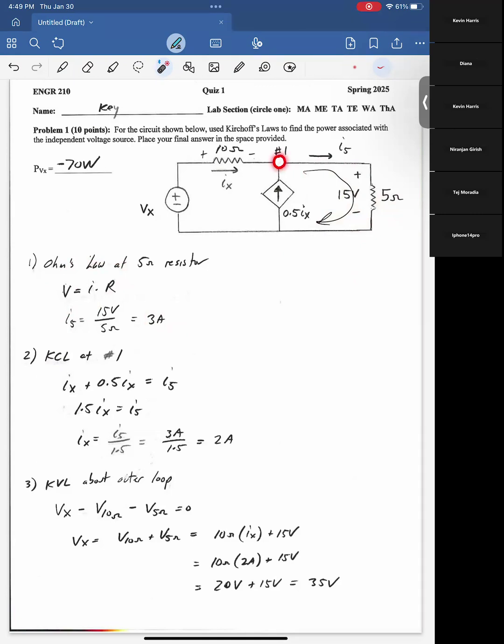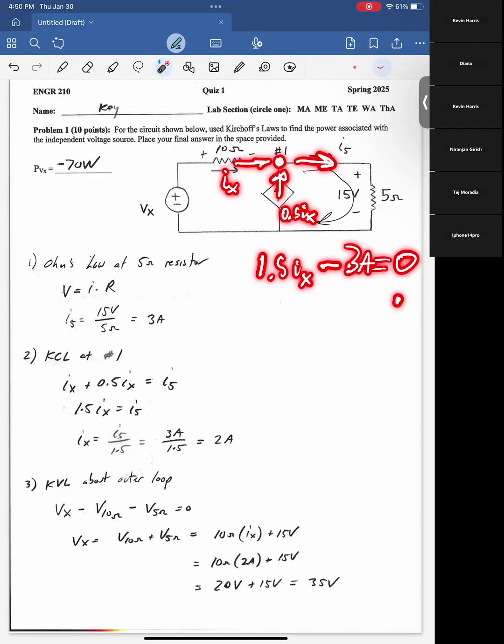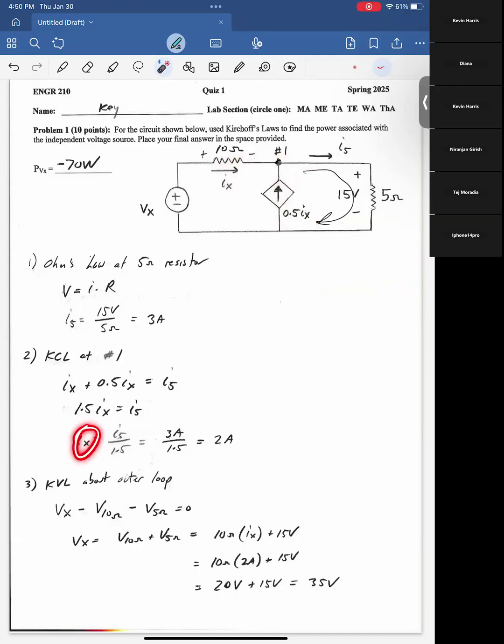Then we look at this node and we say, okay, we have a current going in, a current going in, and a current going out. This is IX. This is 0.5 IX. So that means we have 1.5 IX in total going into the node. And then we have some current I5, which we have already found is 3 amps going out of the node. So the stuff going in is equal to the stuff going out. You can write 1.5 IX equals 3 amps, or 1.5 IX minus 3 amps equals 0. Most people got this. So then you end up finding that IX equals 2 amps.